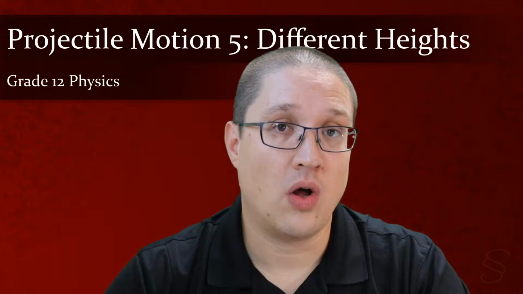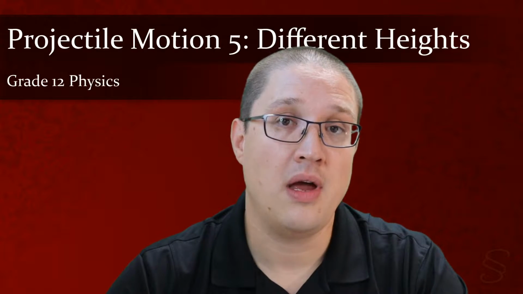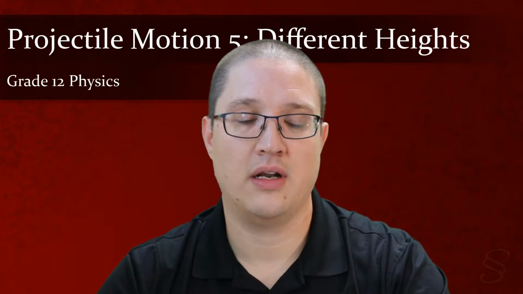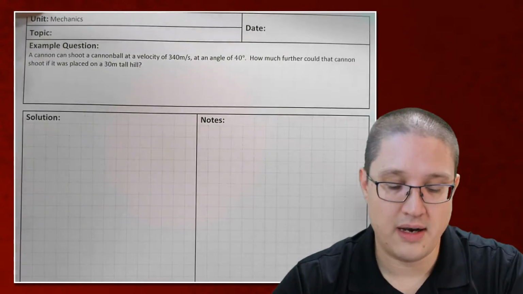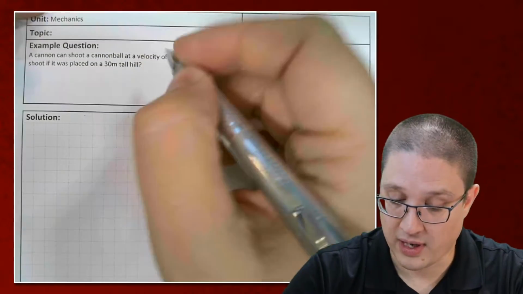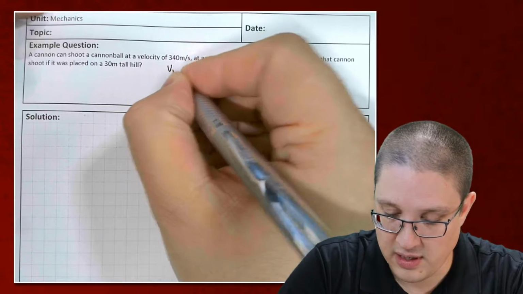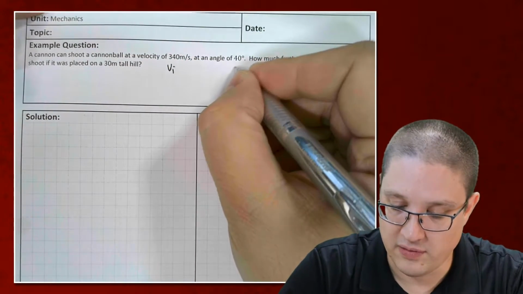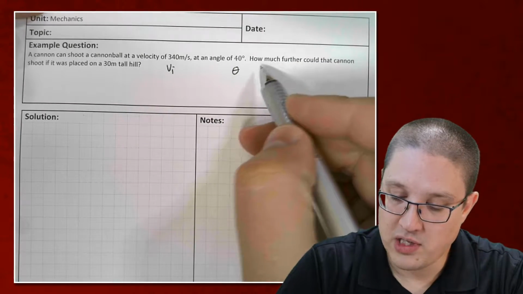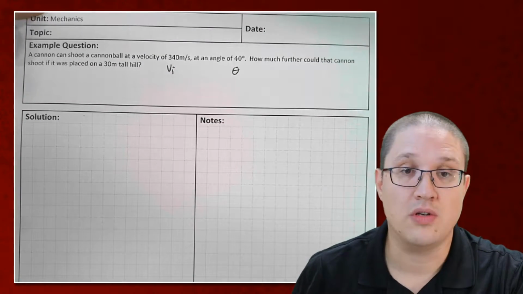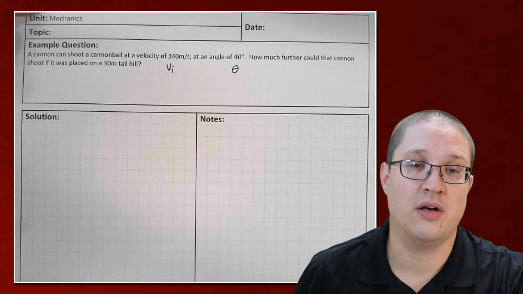So, when we try and solve something like this, our time is the tricky part because our time to the top and our time to the bottom, or time up and time down, are not the same. Let's take a look at an example and see what we can figure out. In this case, we have a cannon with a cannonball with a velocity of this, which is our VI, at an angle of 40 degrees, that's our theta. And we're asking how much further could that cannon shoot if it was placed on a 30-meter tall hill.